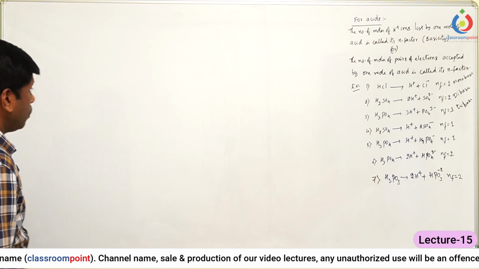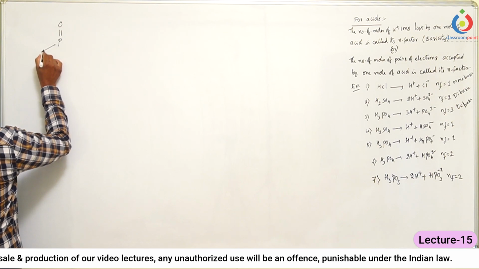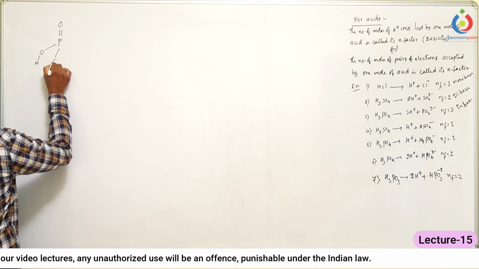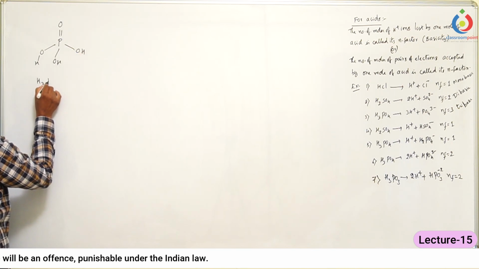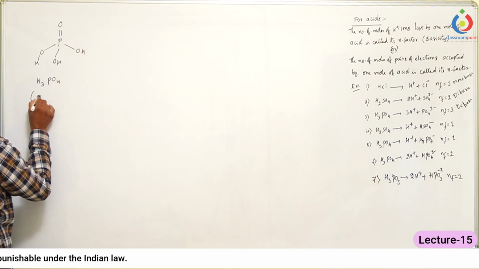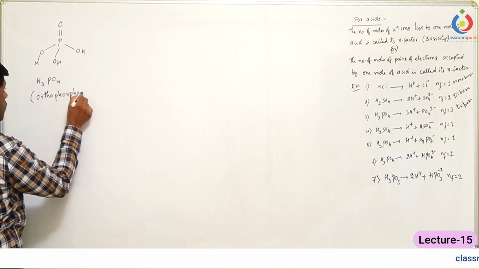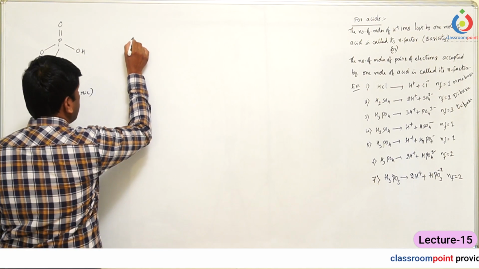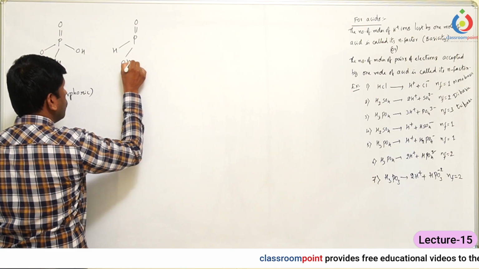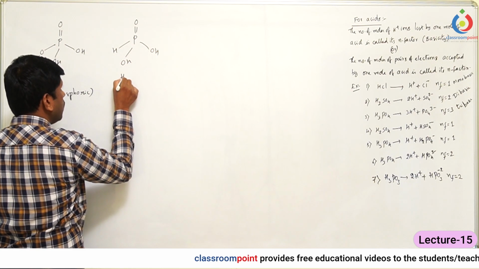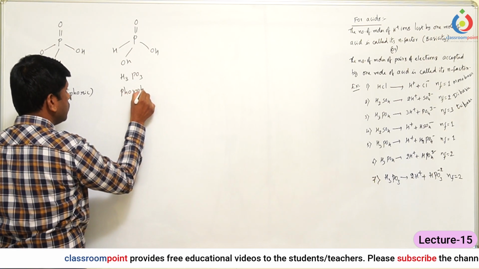So if you take the orthophosphoric acid, P double bond O, OH, OH and OH. It is H3PO4, also known as the orthophosphoric acid. And P double bond O, H, OH, OH. It is H3PO3 phosphorus acid.